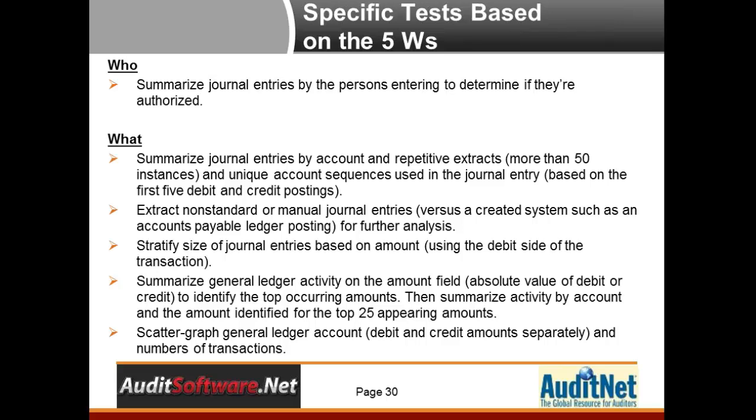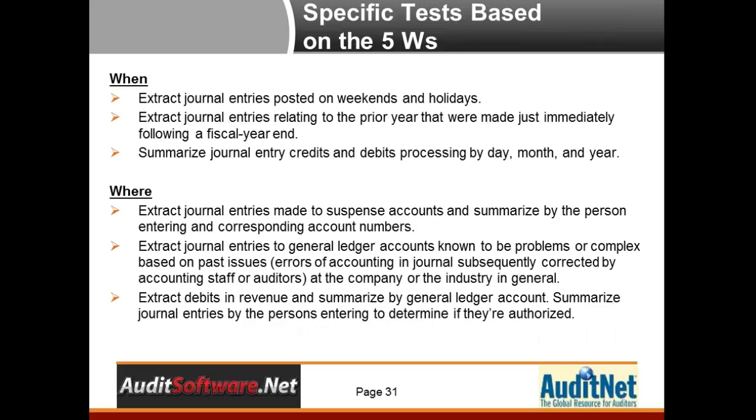So from a who point of view, you might want to summarize by who entered the item. From a what point of view, this is all general ledger testing now. You might want to take a look at summarizing on the amount field and taking a look at what amounts are showing up only once in the data and what amounts are showing up lots of times in the data. And sometimes some of those large, once type activity is really interesting to look at. So it's more of a what around the values.